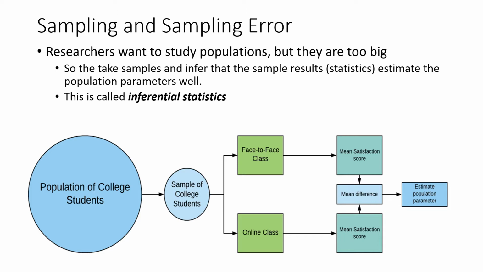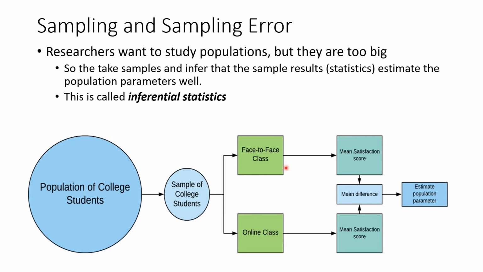You have a population of college students, and we're interested in finding something about them. In this example, we want to know if there's a difference between their satisfaction scores taking a face-to-face class versus an online class. Of course, I can't study the entire population, so I have to take a sample. And then I randomly assign part of the sample to take a face-to-face class and the other part of the sample to take an online class.